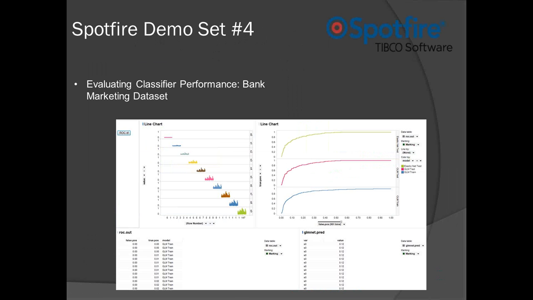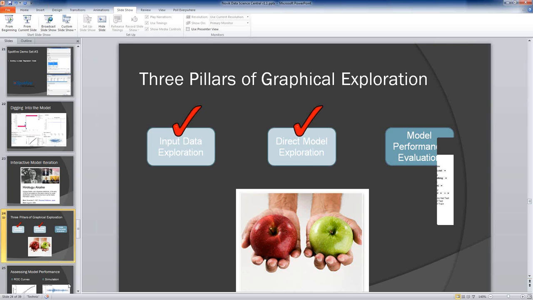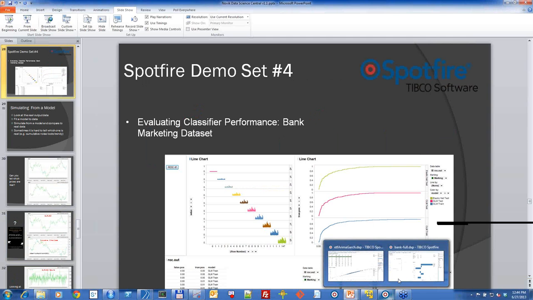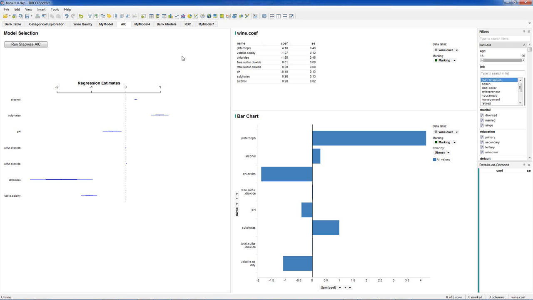So with that, let me go back to that data set that I showed you before, which was the bank marketing data set, and show you an output of a procedure like this.